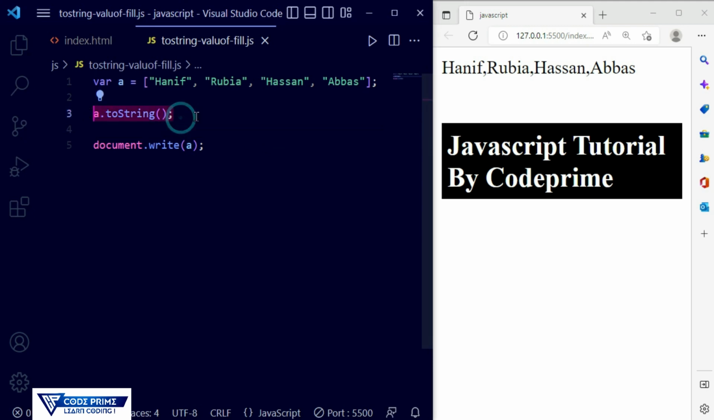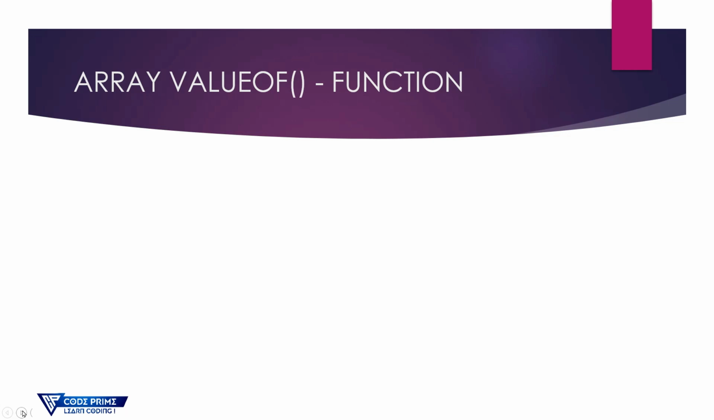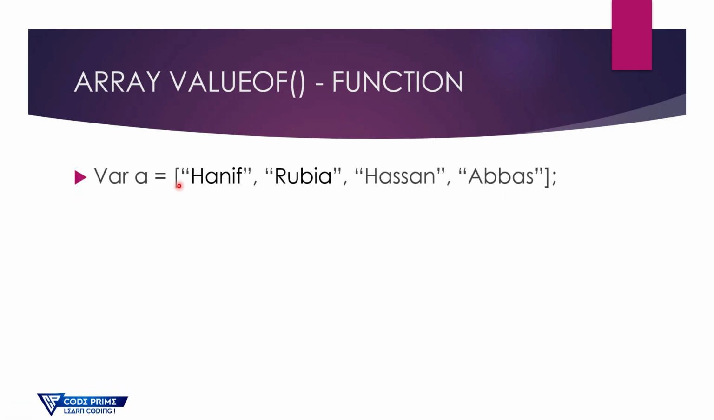So for that reason we can just do it as a string conversion and we can print it out. Now let's try the array valueOf function. valueOf is basically the default function. When we take an array element and print it, it will automatically print out its values. This is a default function, but there is also a method for writing it.